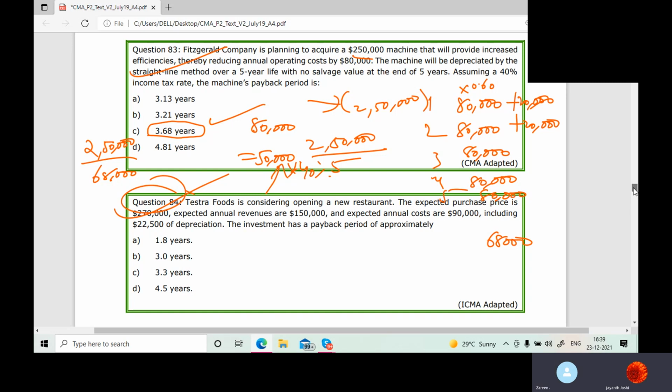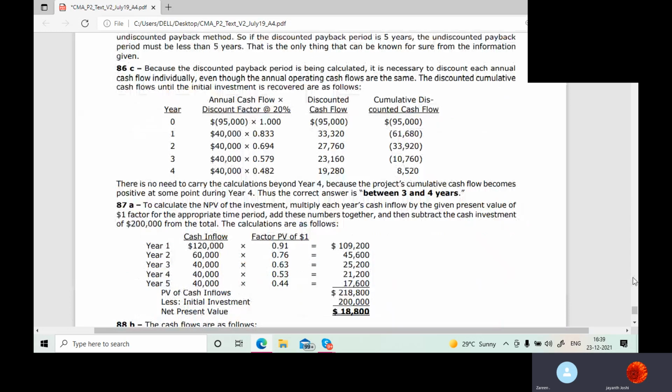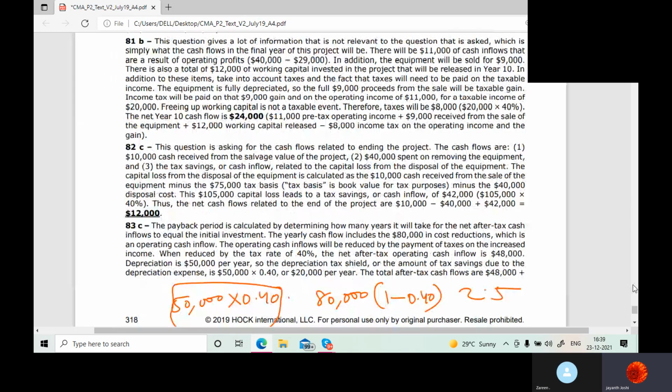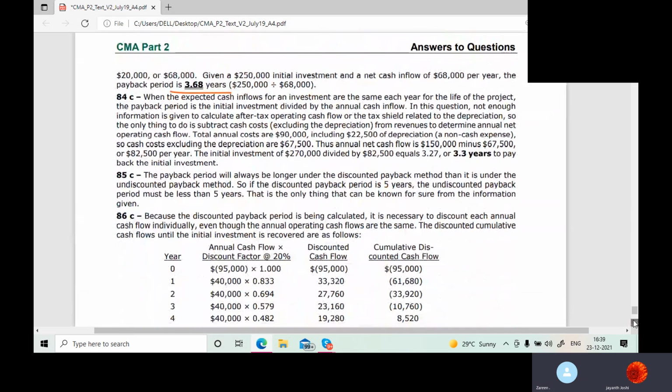I was thinking that. We don't have a tax rate. 270 by 60, maybe 4.5 years. But it's saying that the expected annual cost is including depreciation. So should we remove that? Depreciation is already included in that. Yes, yes. Then should we remove it?